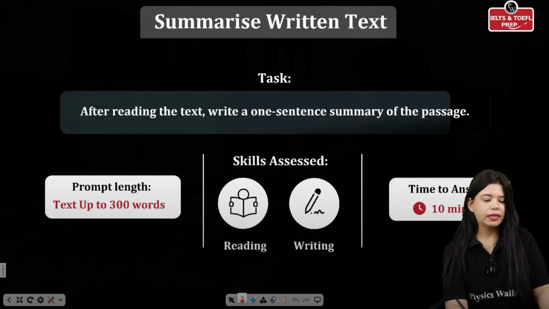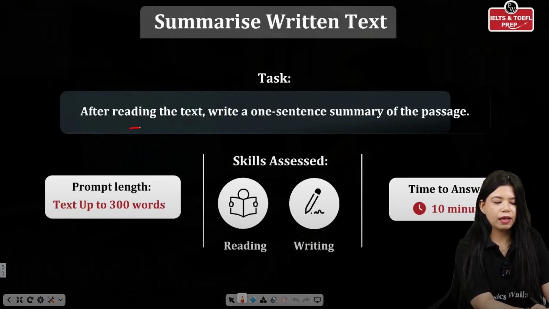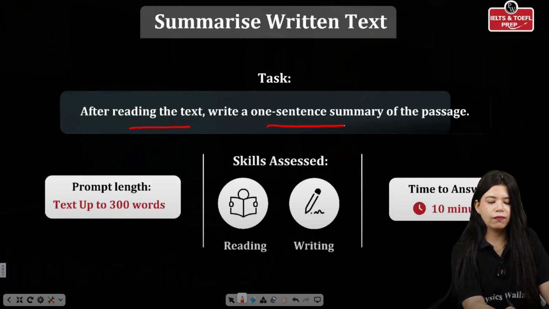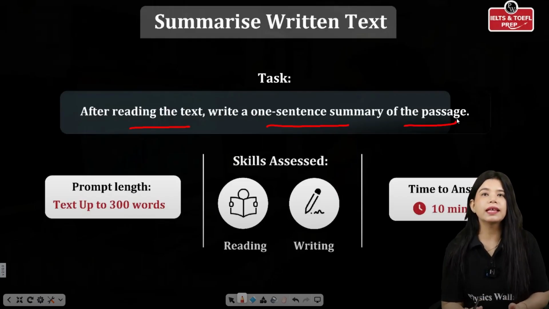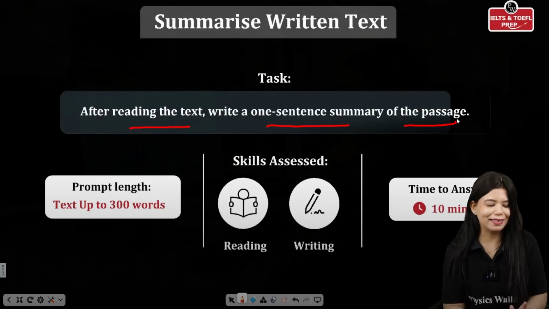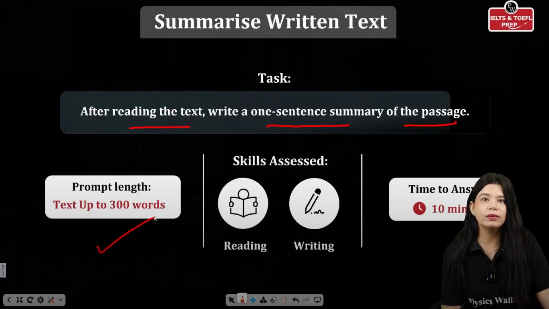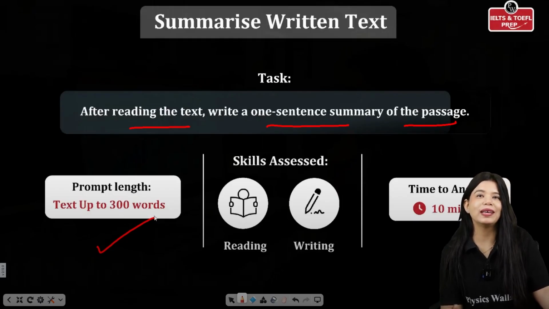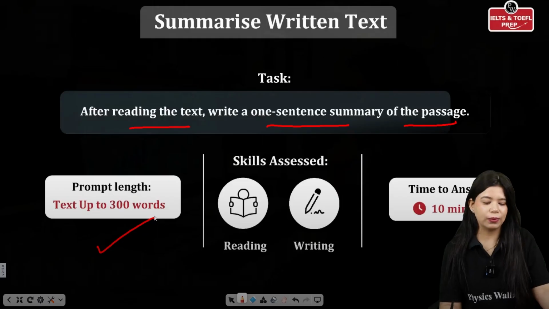Moving on, summarize written text question type is the next one here. And here your task is that after reading the text, write a one-sentence summary of the passage. Now that sentence can be lengthy, it can be a well-developed sentence, but it has to be one single sentence. Now you will be given a text of 300 words, which is pretty much considering that you have to summarize it in just one single sentence. But we will see how we can ace this question type.